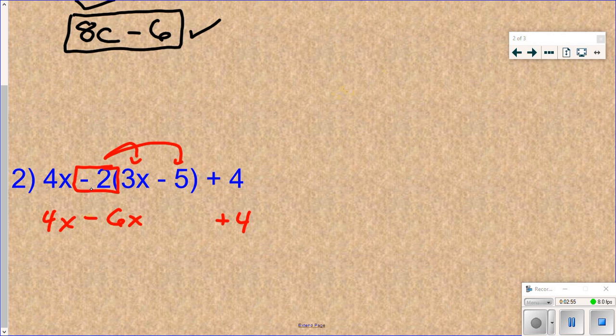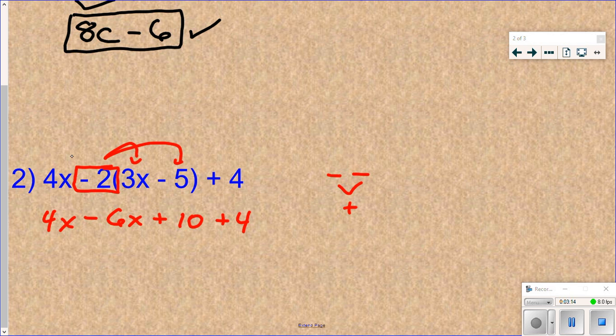And then 2 times 5 is 10. And here I have a minus and a minus coming together. And those two symbols, remember these two, when they come together, make a plus. So that's why that's plus 10. Okay, so I distributed a negative 2.